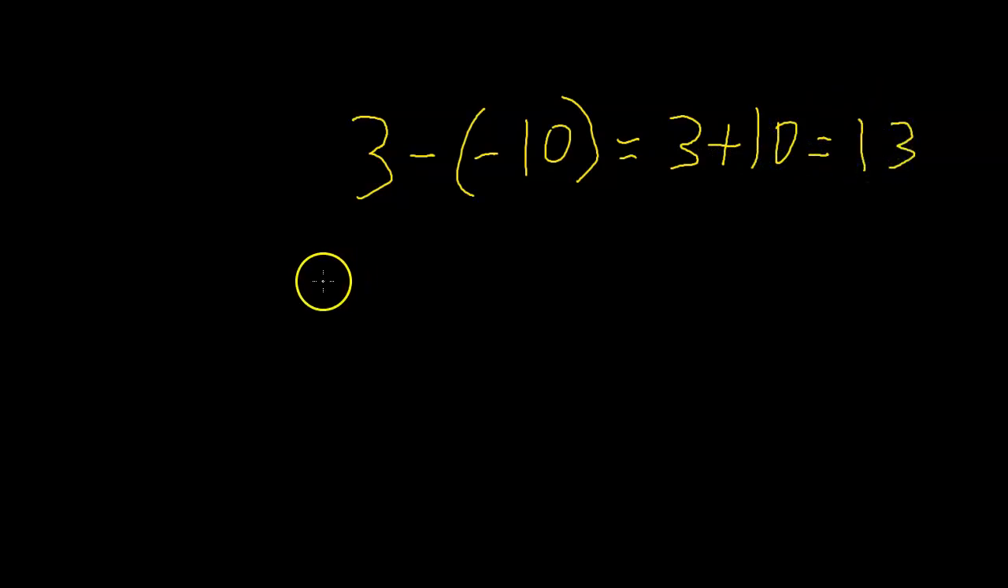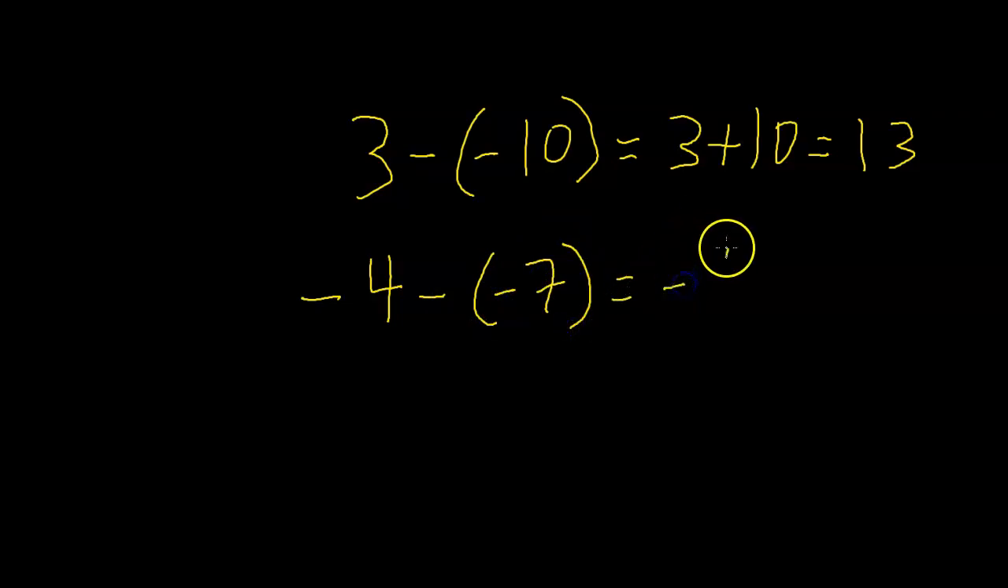Let's use some more negative numbers. Let's say negative 4 minus negative 7. We know we're starting at negative 4, and we're subtracting negative 7. Remember, subtracting a negative is the exact same thing as adding. So minus negative 7 is the same as plus 7. So negative 4 plus 7 is positive 3, right?